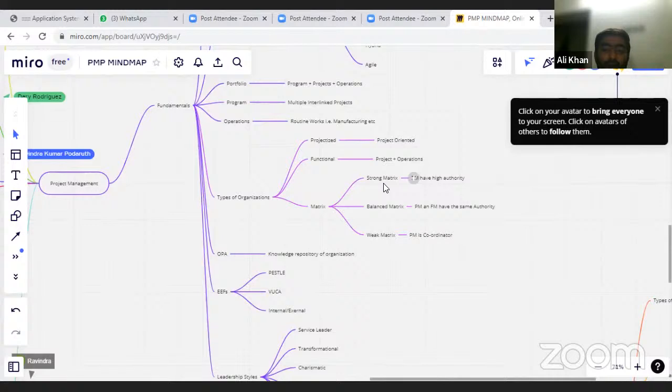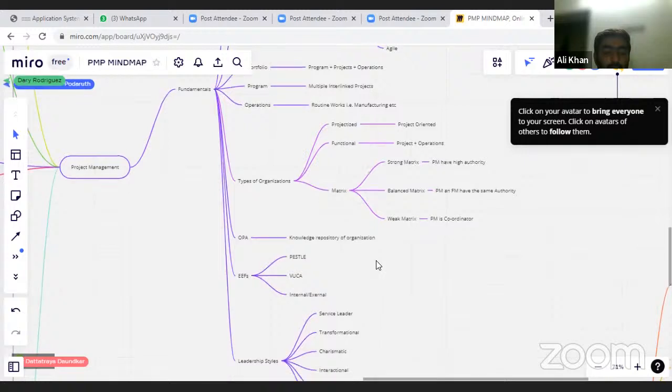In matrix, we have strong matrix, in which the PM has high authority. Then we have balanced matrix. In balanced matrix, PM and FM have the same authority, and if they get into a conflict, they go to the sponsor for the decision. Then we have weak matrix. In weak matrix, the PM is a coordinator.